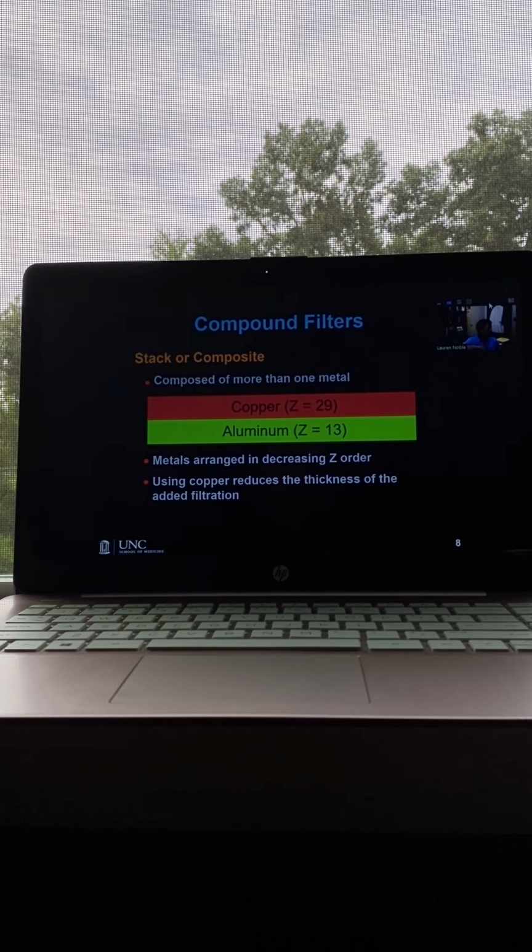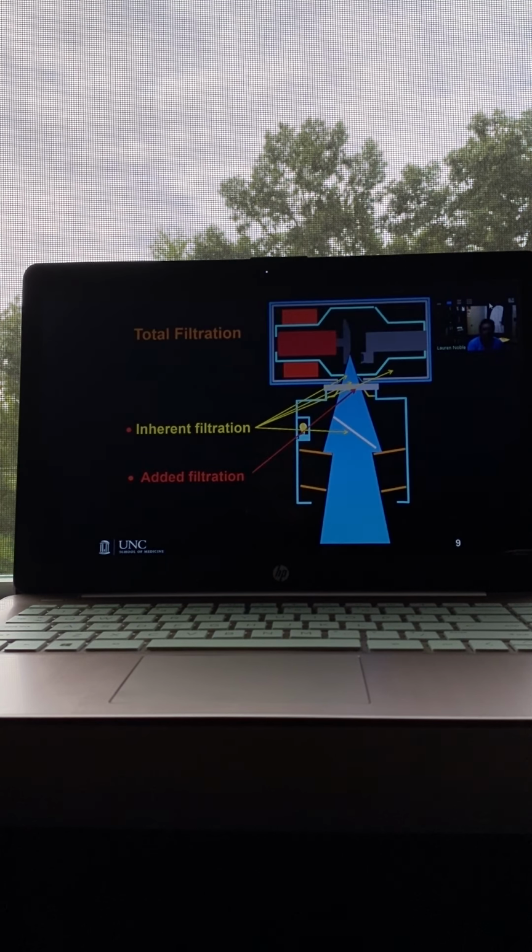Do you think you'll necessarily know what the added filtration is in the X-ray units that you're working with? Not necessarily, unless you pull out the specification manual for that unit. But that's okay. It's safe to pretty much assume that it's aluminum, that it's simply a sheet of aluminum. Okay? So you okay with that?